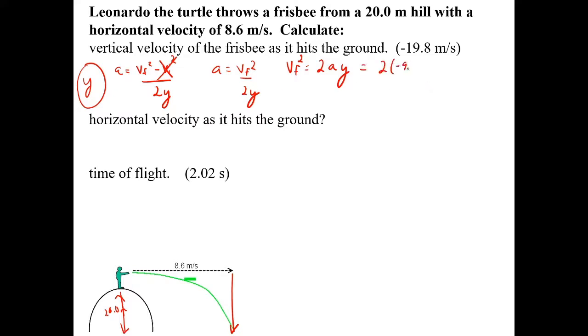2, negative 9.8. Now, it's going to fall 20 meters. That's a pretty tall hill. And I know this is going to be negative. We'll take care of that in a minute. So 2 times 9.8 times 20 is 392.